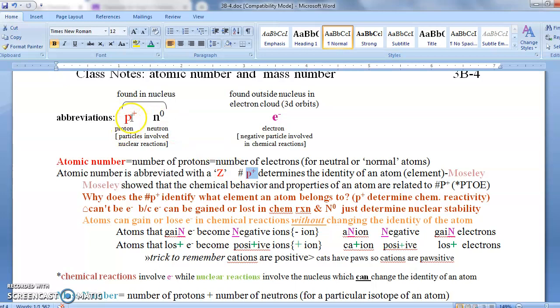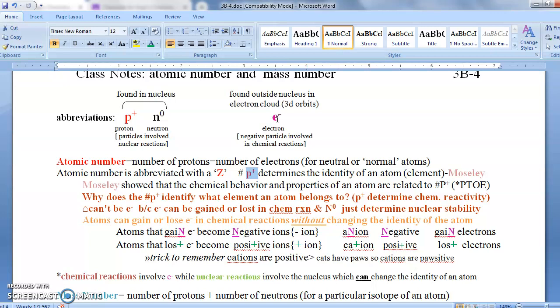Because if the number of protons equals the number of electrons for a neutral or normal atom, then why couldn't electrons be used to tell who the atom is? And that's once again because electrons can be transferred from one atom to another in a chemical reaction.